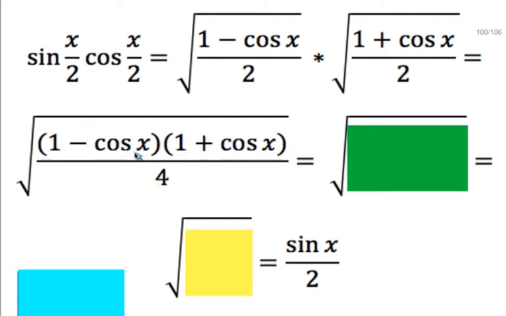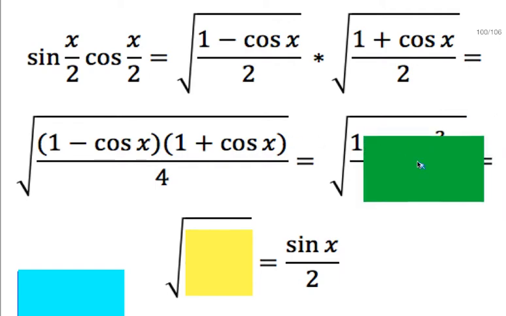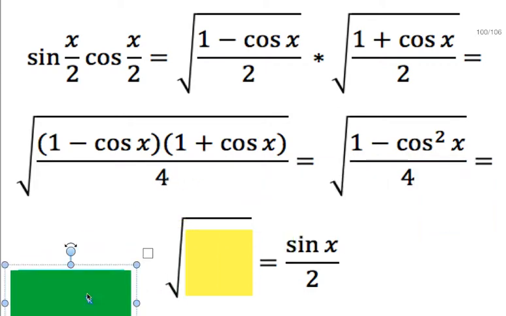Now, at this point, you need to go ahead and FOIL your numerator. And because you have a minus cosine x here and a plus cosine x here, your middle terms end up canceling out. So you get a 1. 1 times 1 is 1. 1 times cosine x is cosine x. Negative cosine x times 1 is minus cosine x. So those two terms cancel out. And then negative cosine x times cosine x is just a negative cosine squared x. Okay, and then in the denominator, we're still just stuck with the 4. That's not going to change yet.